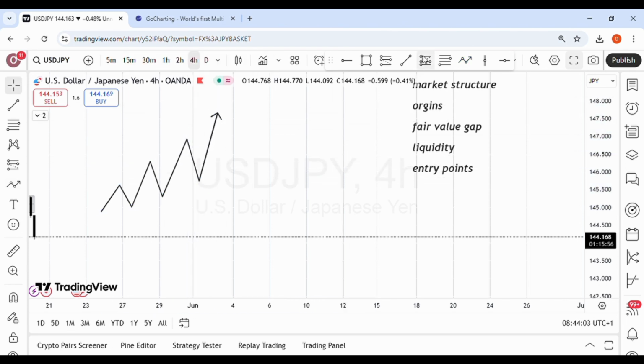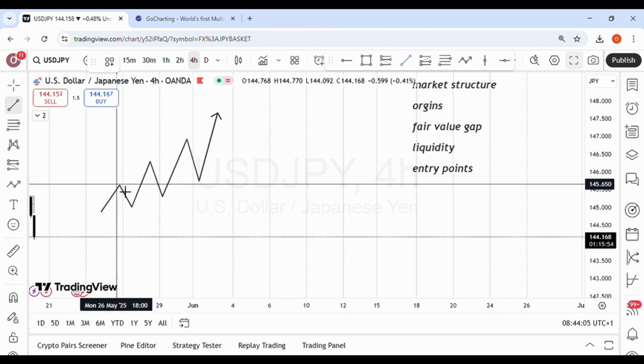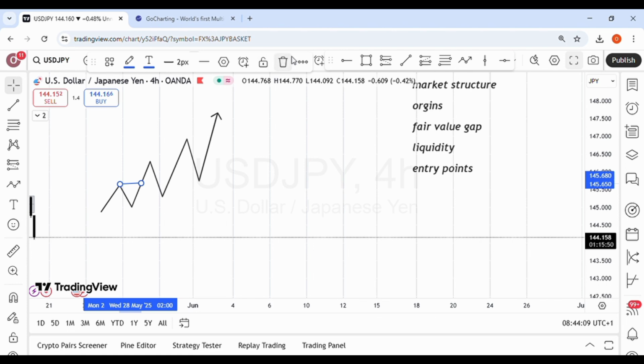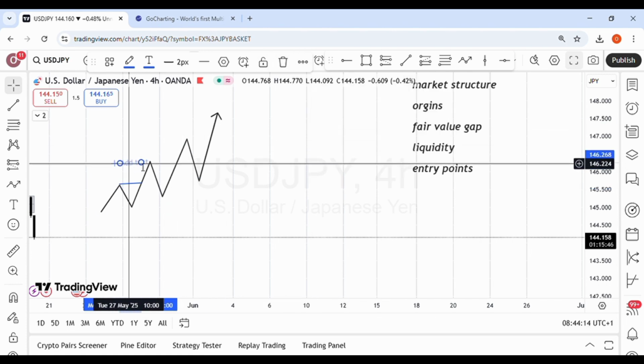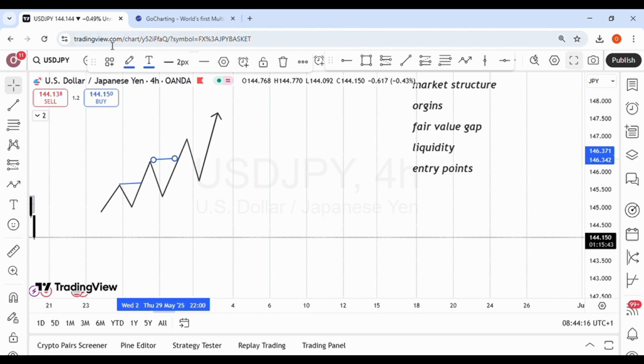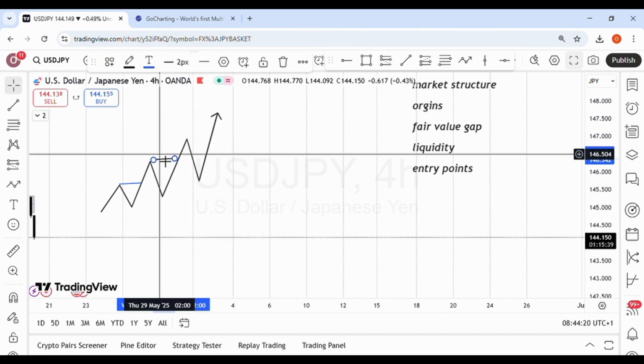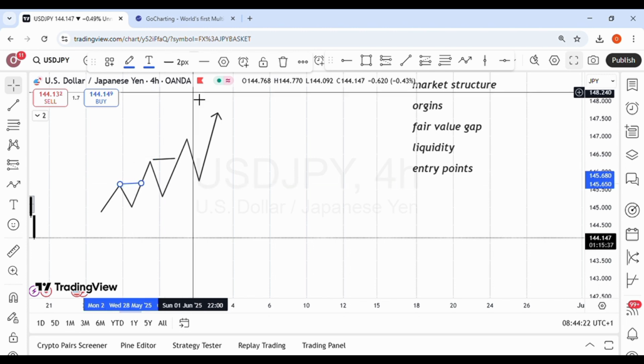This is a bullish structure because of what? The market has been breaking structure. You can see it, the market has broken structure to the upside. This is a bullish structure.